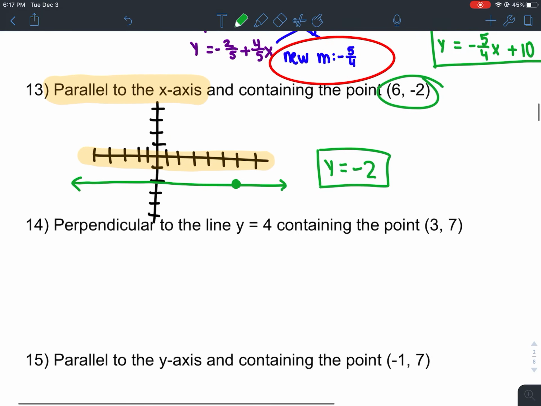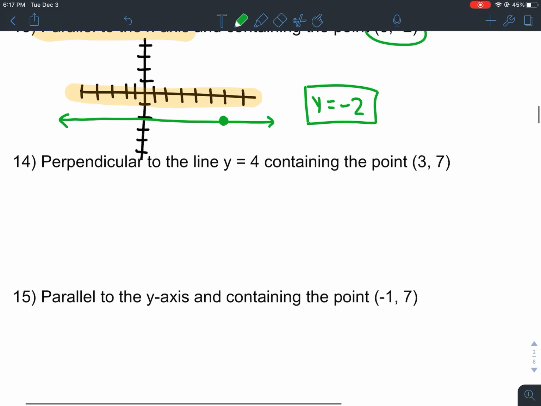Okay? Parallel to the x-axis, so you do not want it to cross. If you create a line that goes like this, you have created a perpendicular line because you want a line that does not cross.